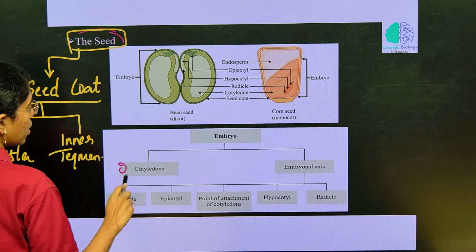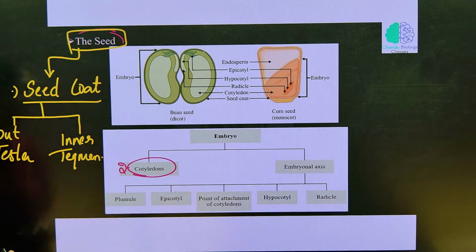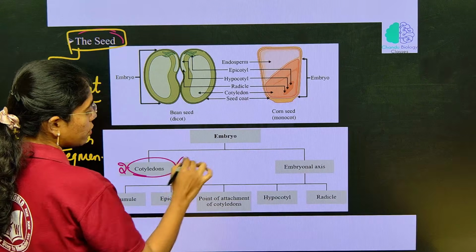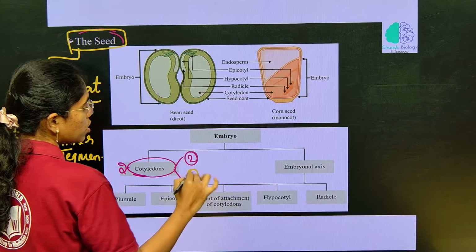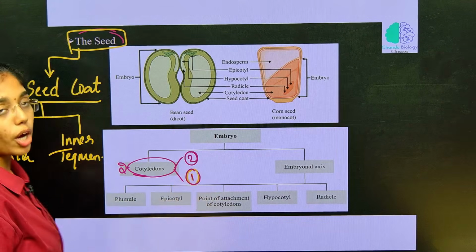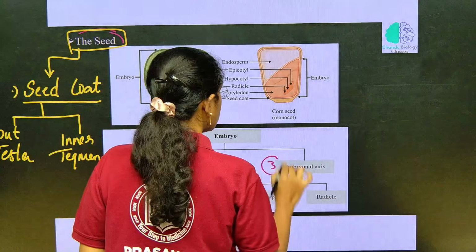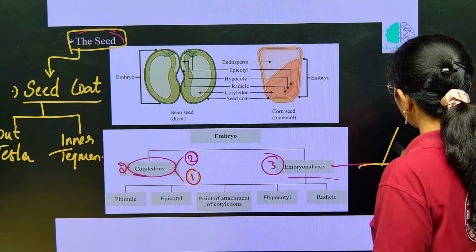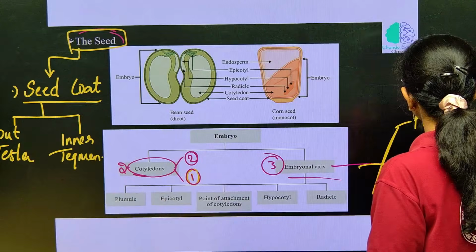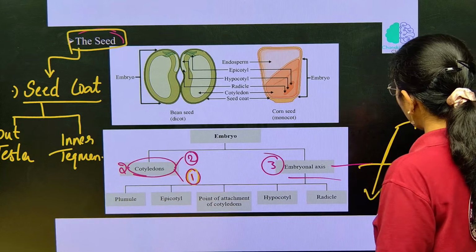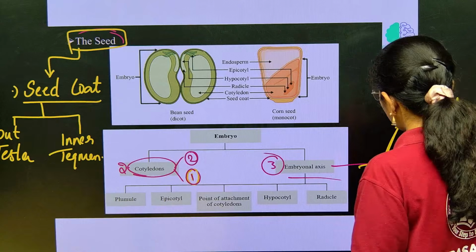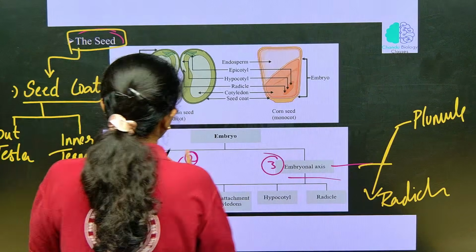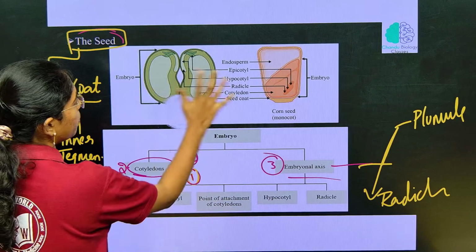Next, the second region is cotyledons. Based on the number of cotyledons we have 2 types of seeds. We can have 2 cotyledons or a single cotyledon. Third is the embryonal axis. The embryonal axis will develop into both the upper plumule and the lower radicle. Here we see 2 different types of seeds, both dicot and monocot seed. Here you can see first the dicot seed, for example bean.